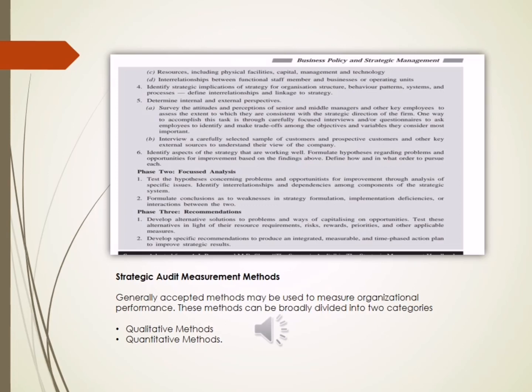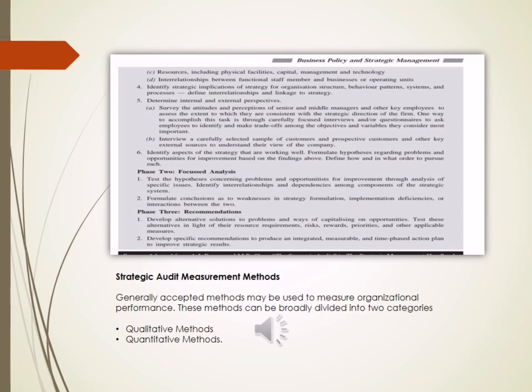Under this phase 2, first is to test the hypothesis concerning problems and opportunities for improvement through analysis of the specific issues, and identify interrelationship and dependencies among components of the strategic system. And for number 2, formulate conclusions as to weaknesses in strategy formulation, implementation, deficiencies, or the interaction between the two.